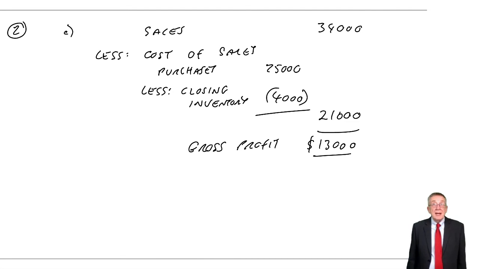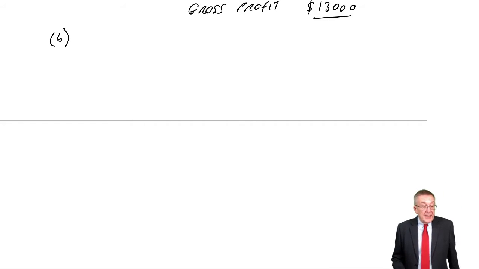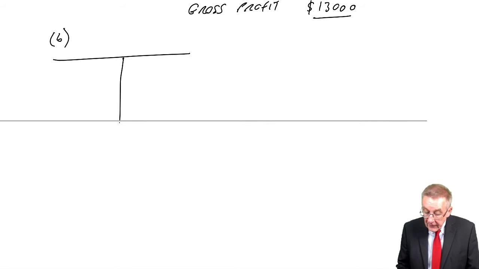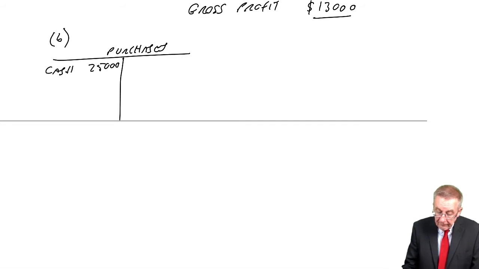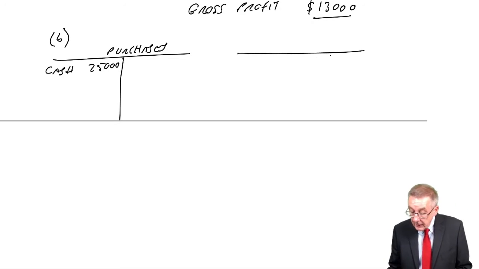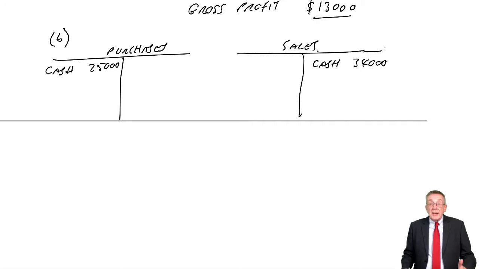But again, now let's play at being bookkeeper and accountant and see how we actually arrive at that. Back to the beginning. We buy goods for 25,000. Well, bookkeeper, credit cash, debit purchases, 25. We sell goods for 34,000. Debit cash, credit sales, 34. And again, that's all the bookkeeper will have done.